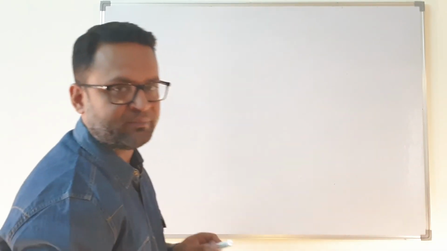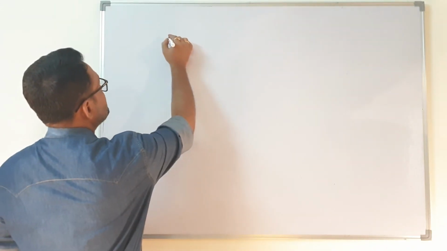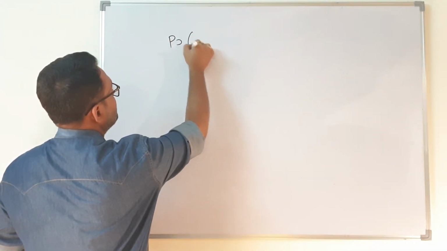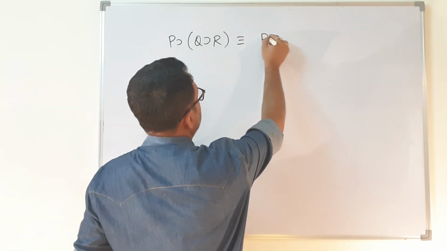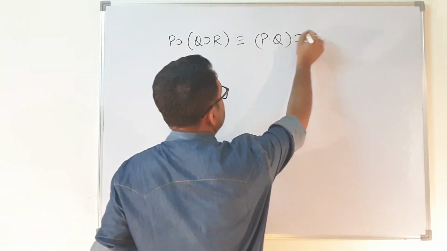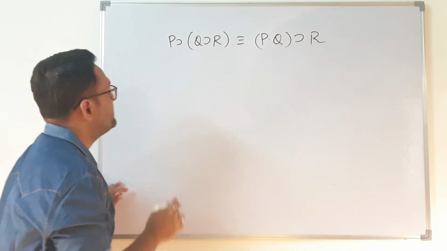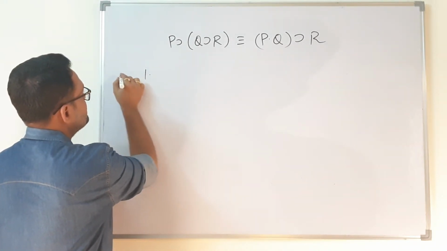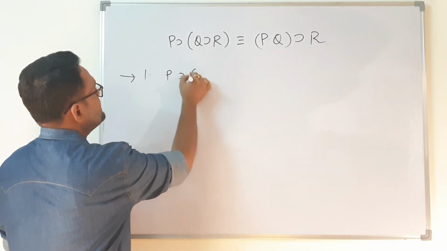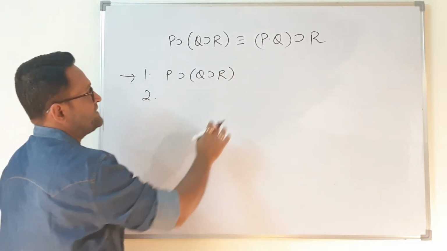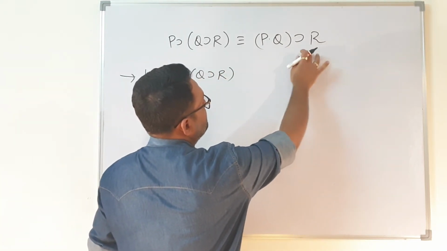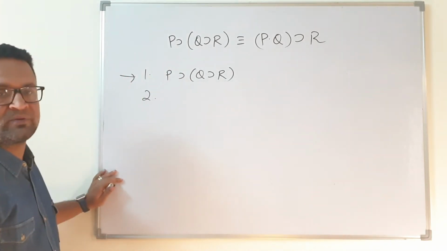Now I will give you a very brief hint about that. What is exportation? P implies Q implies R is equivalent to P dot Q implies R. This is the thing, right? So let us start with the first line. P implies Q implies R. This is our first line. So the strategy is, if we take P dot Q and create R, our purpose will be served.